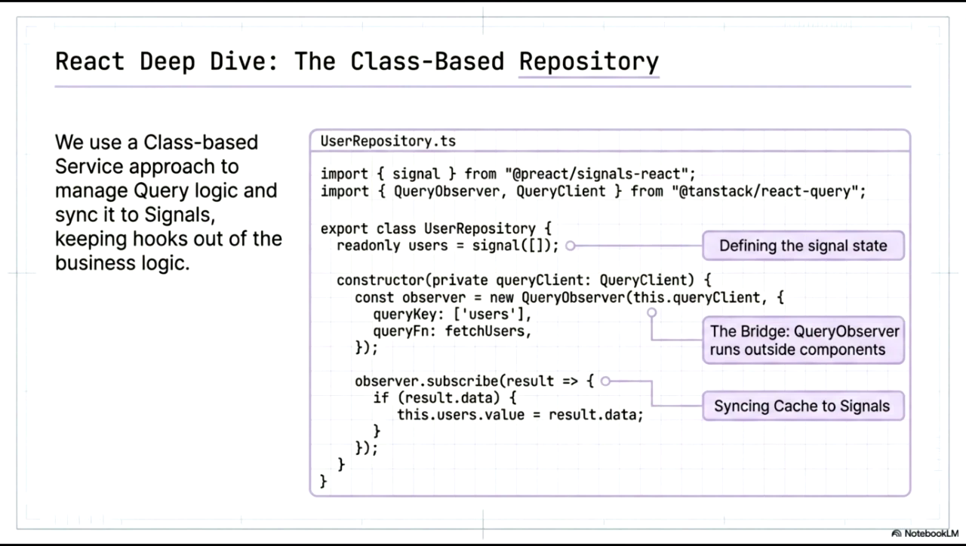The architectural bridge here is the query observer. Unlike the standard useQuery hook, the query observer can be instantiated and run entirely outside of React components, allowing the repository to manage data fetching and caching independently.